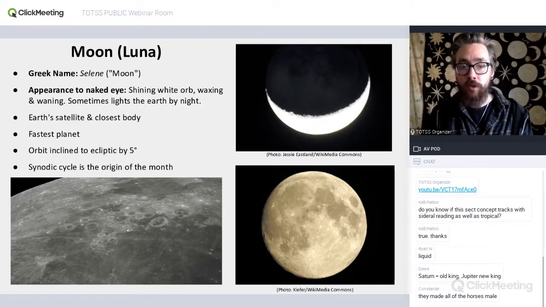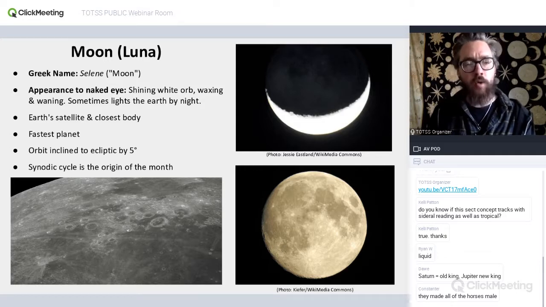So she's the Earth's satellite and the closest body to us. She's by far the fastest planet. Even Mercury at its fastest is only about a sixth of the speed of the moon, so she moves extremely fast compared to the other planets. And as we'll talk about a little bit at the very end of this class, her orbit is inclined to the ecliptic by 5 degrees, meaning that she can really deviate from the ecliptic. She can come above or below it. And we'll talk about that with eclipses.